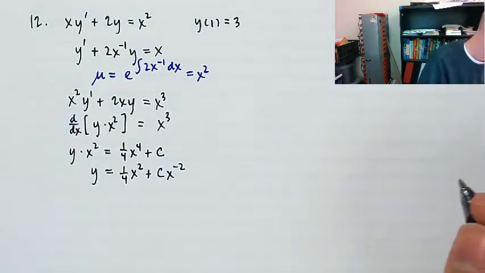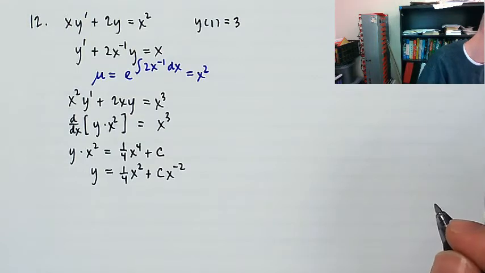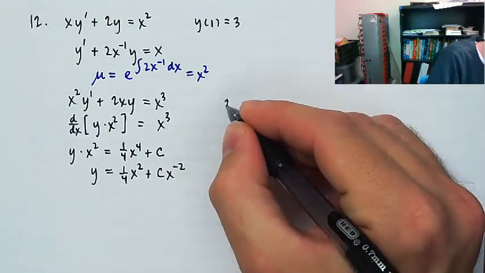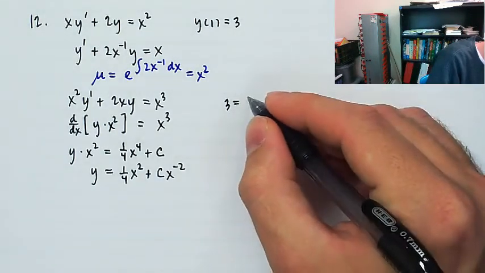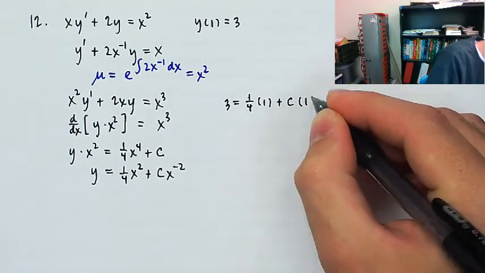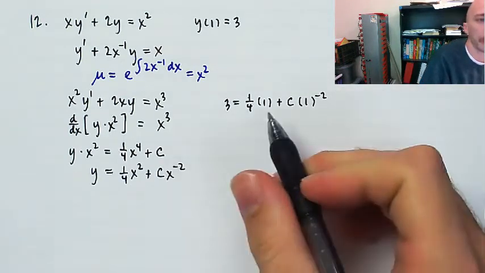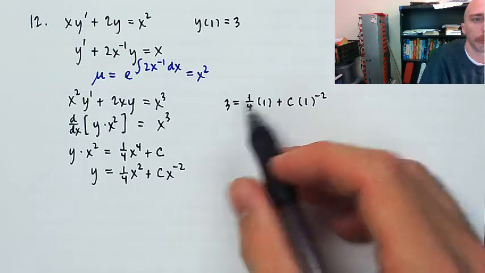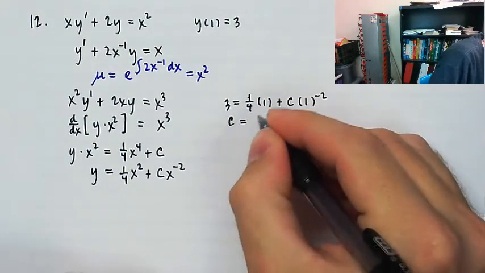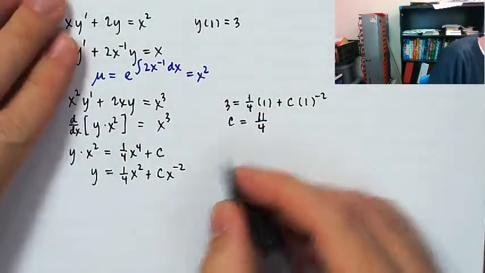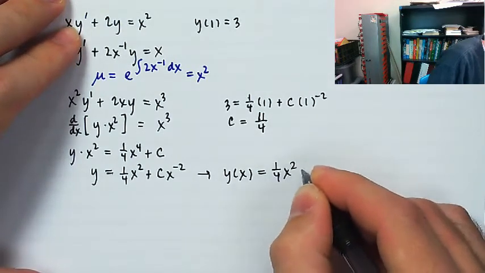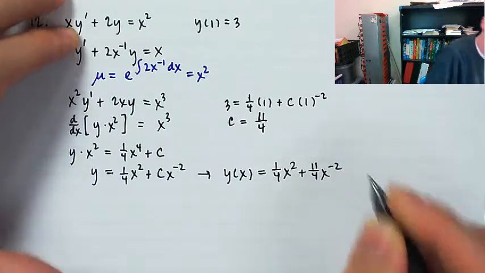All right. And then I'm going to plug in to find my value of c, using my initial condition. So y is equal to 3 when x is 1. So that's 1/4 of 1 plus c times 1 to the negative 2 power. Well, 3 is 12/4, so I think c is going to need to be 11/4. And so c is 11 divided by 4, and my particular solution is y of x equals 1/4 x squared plus 11 over 4 x to the negative 2.